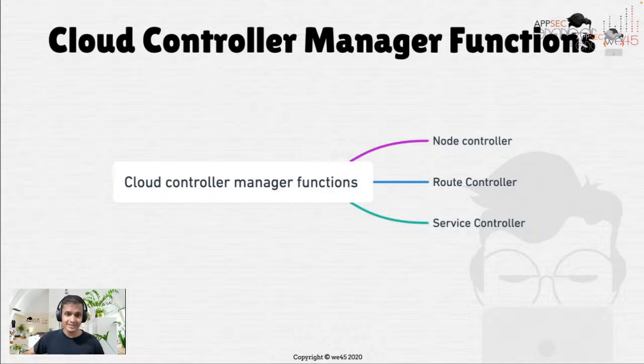Now the route controller is responsible, as the name suggests, for configuring the routes, so that the containers within the Kubernetes cluster can go ahead and communicate easily.